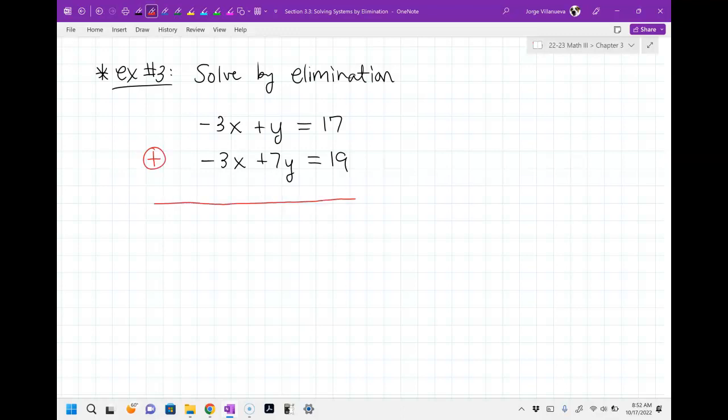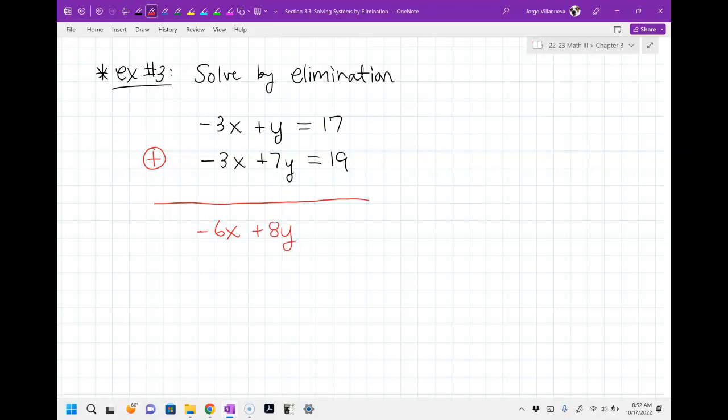I told you that all you have to do is just add. If you don't want to make a decision, just add. Let's see what happens. Negative 3x plus a negative 3x is a negative 6x. So notice nothing got eliminated there. y plus 7y is a positive 8y.